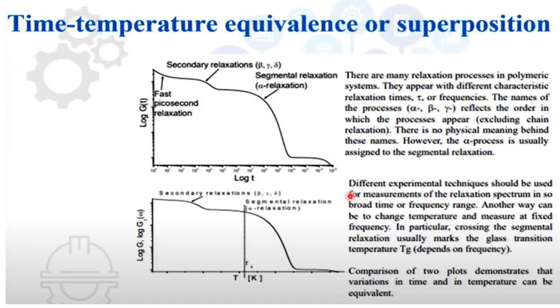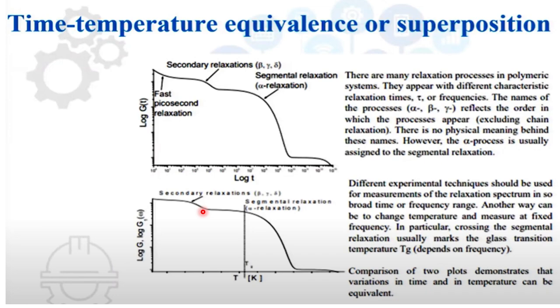Otherwise, you can measure those frequencies on a time scale. So different experimental techniques should be used for measurement of the relaxation spectrum in a broad time or frequency range. Another approach is to change the temperature and measure at a fixed frequency. In particular, the segmental relaxation usually marks the glass transition. This is the glass transition point, and this is the secondary relaxation. This is gamma or delta.